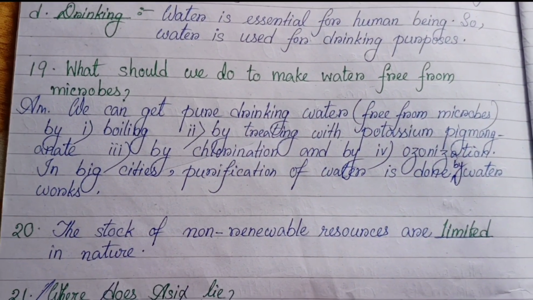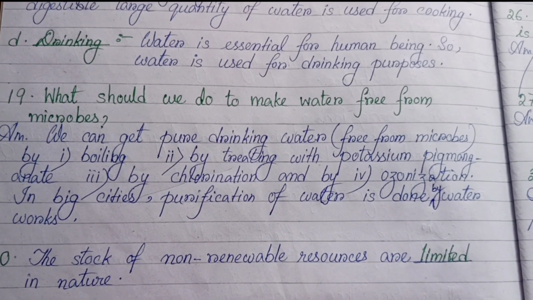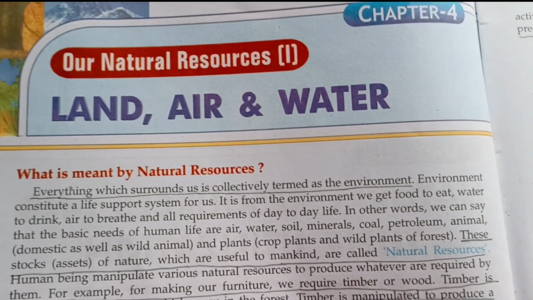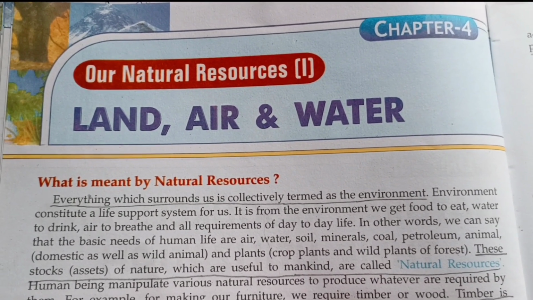Number 20 is a fill in the blank. The stocks of non-renewable resources are limited in nature. So these are the insight question answers from Chapter 4, Our Natural Resources Part 1: Land, Air and Water.